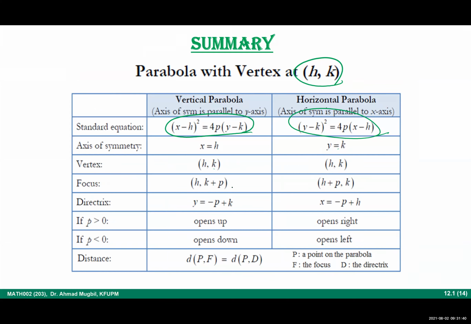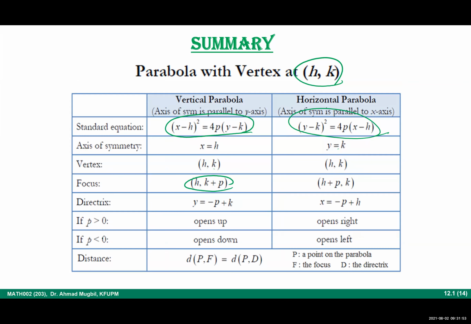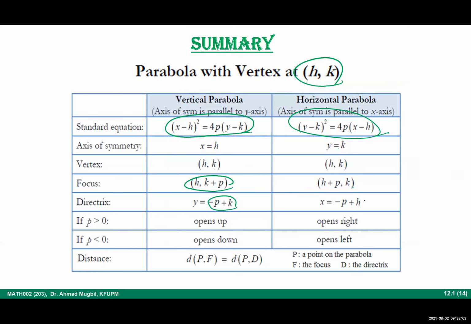Look at the focus. It is (h, k plus p). Here it was what? The focus was (0, p). We just add h and k. Similarly here, the directrix without shifting is negative p. With shifting, it is negative p plus k. Here it is negative p plus h. H is for x coordinates and k for y coordinates. Of course, if p is positive, it opens up, or right in the case of horizontal, and down or left otherwise. The definition is still the same, shabab.